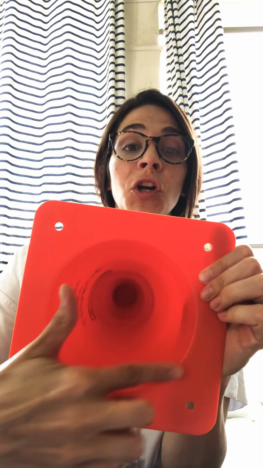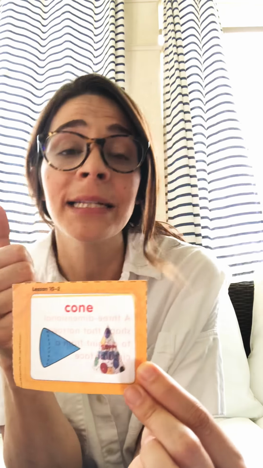Our next one is a cone. Think of a birthday hat. My cone is right here. It's not the best example, but it's the only cone I could find. A cone has a flat bottom that is a circle, so ignore this square and pretend it's not there. The top comes to a point. Think about a birthday hat or an ice cream cone.